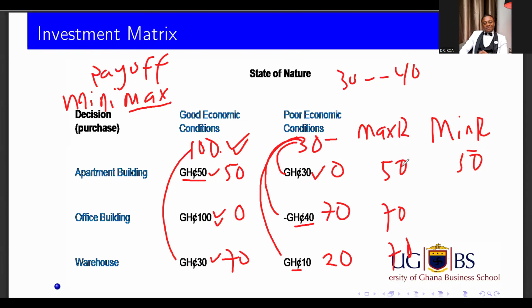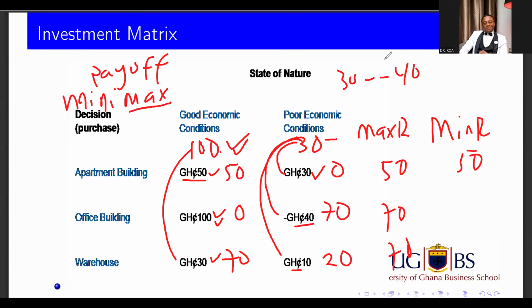Remember also that if you calculate the regret and you have one wrong, it can affect your entire result. So you have to calculate the regret table very well. Now, we are going to look at the expected value approach.